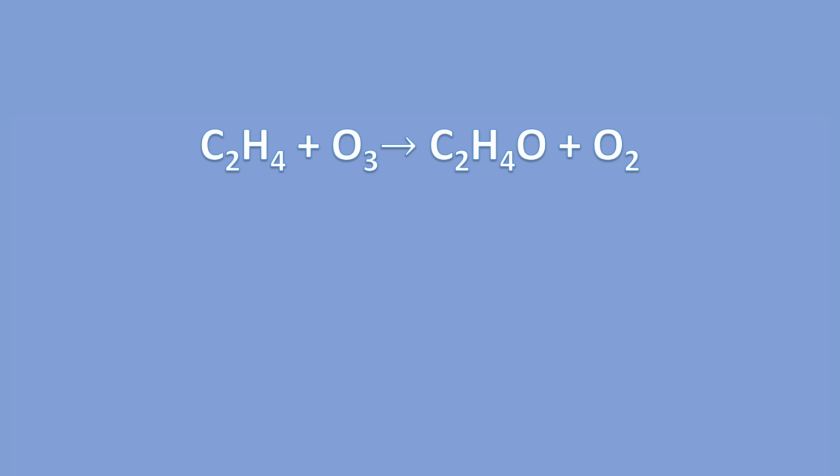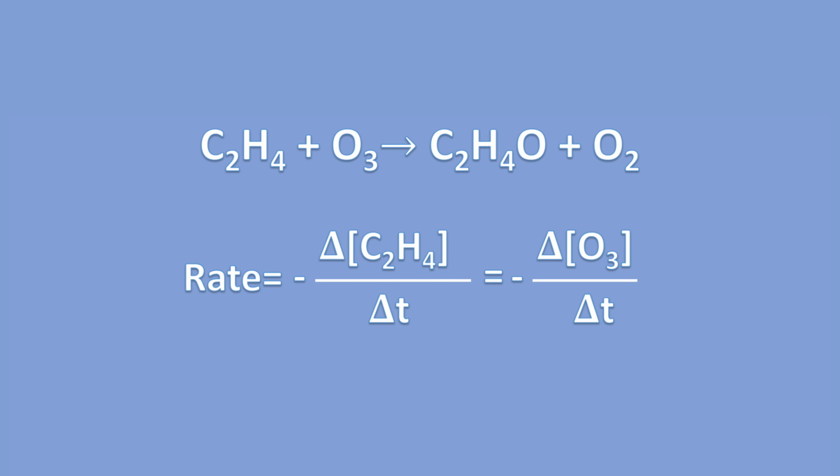As a reaction progresses, the rate varies. Let's take, for example, the following reversible reaction. Ethene gas plus ozone forms acetaldehyde and oxygen. In this equation, for every molecule of ethene that reacts, a molecule of ozone also reacts. We can write a general rate for the reaction which shows that ozone and ethene decrease at the same rate. This expression is as follows. Rate is equal to the negative of change in ethene divided by the change in time. This is also equal to the negative of change in ozone divided by the change in time.